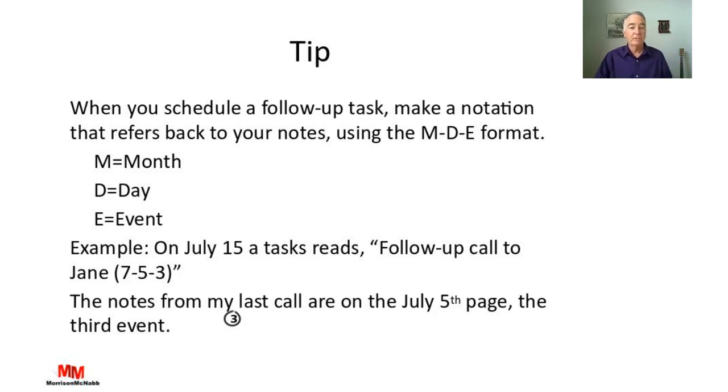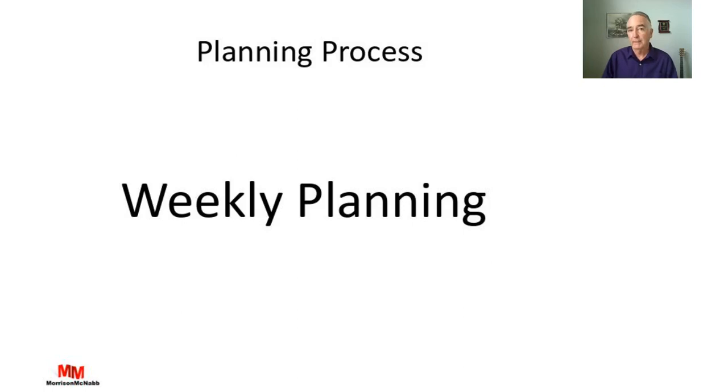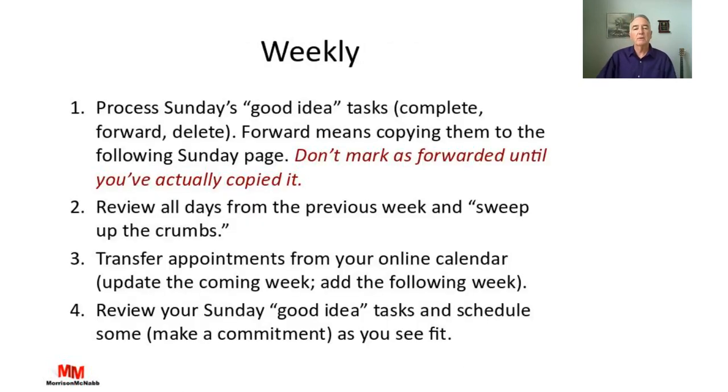You're reviewing the previous day, and this is just an everyday part of your daily planning process. Now we're going to go from daily to weekly. Weekly is very similar to what you already did in your initial setup. This is a new part: you're going to process Sunday's good idea tasks. Remember, you're going to go back to that Sunday page that had everything on it, and go through those, and oh yeah, I did that, and oh yeah, I did that. You're going to process those.